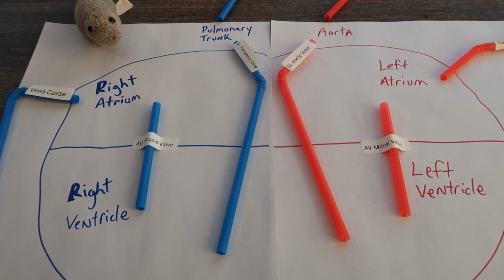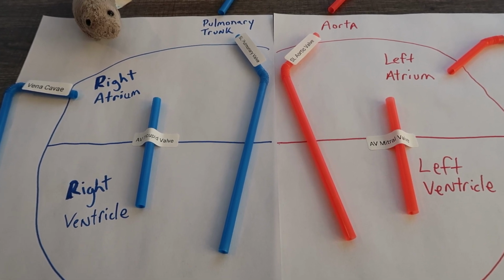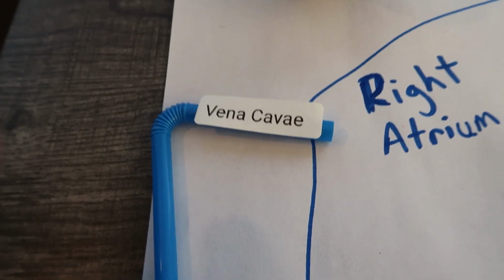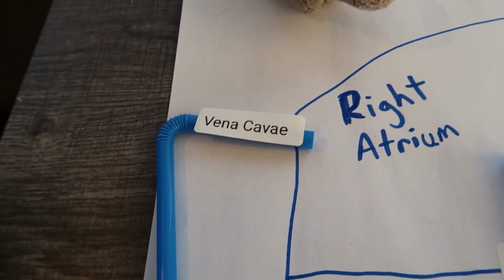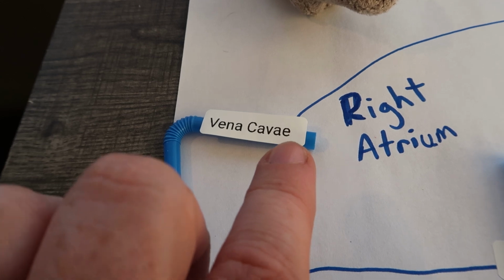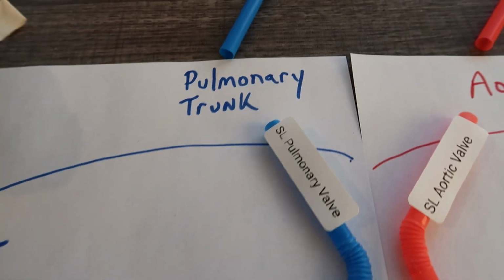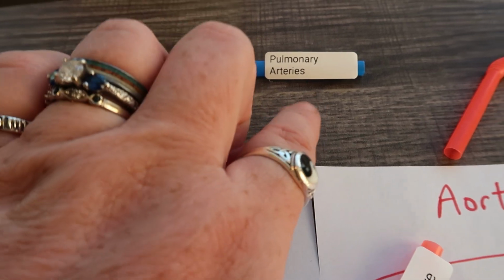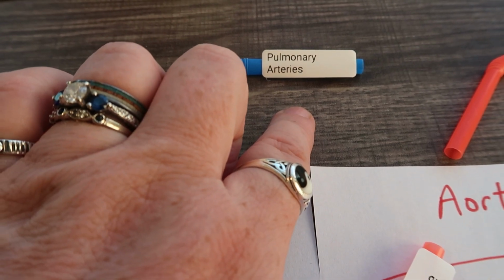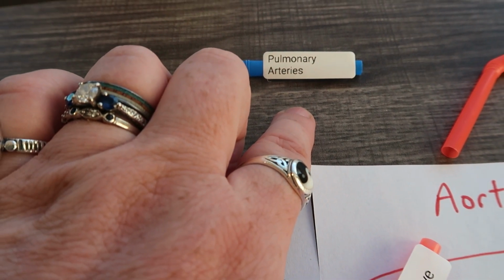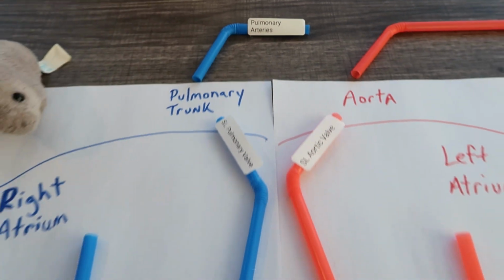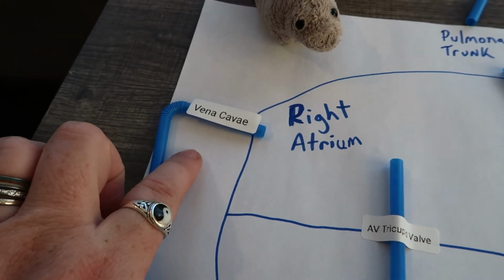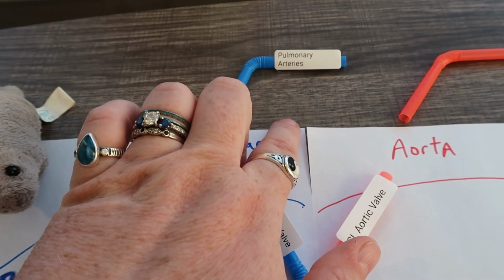So we've got 4 chambers, 4 rooms, 4 valves, and then we also have 4 of these vessels that attach to the heart. We're going to start on the right side, and we'll look at the names. We've got the vena cava, a vein bringing blood back to the heart. And then we have a pulmonary trunk that is attached to arteries, bringing blood away from the heart to the lungs.